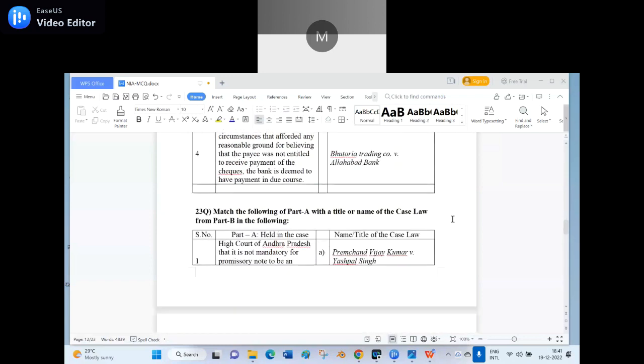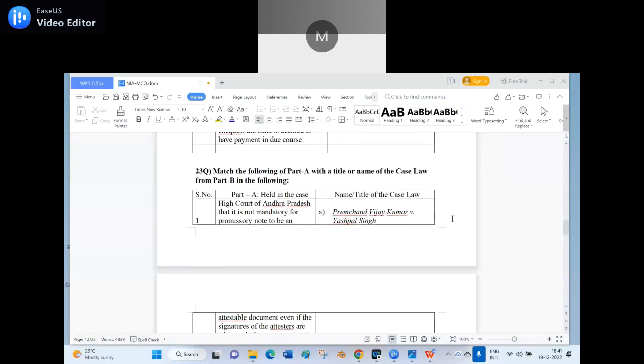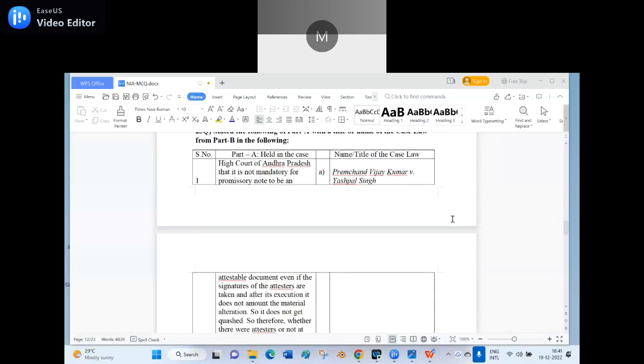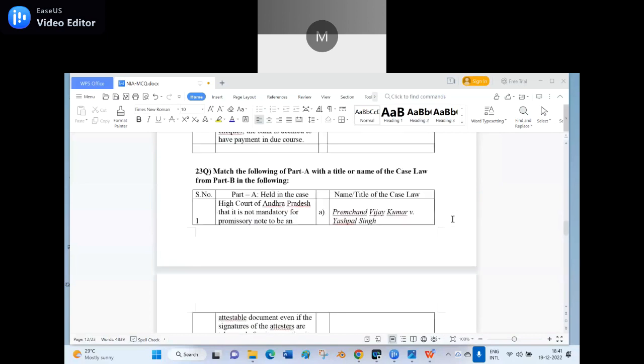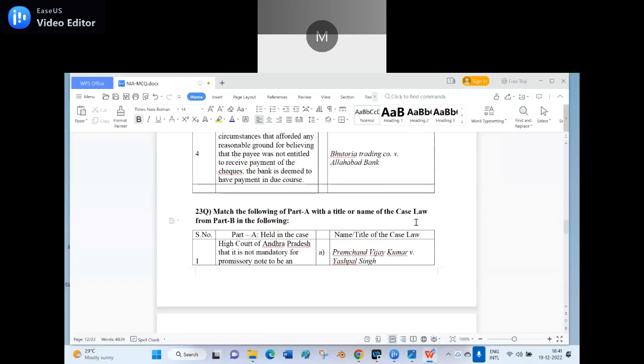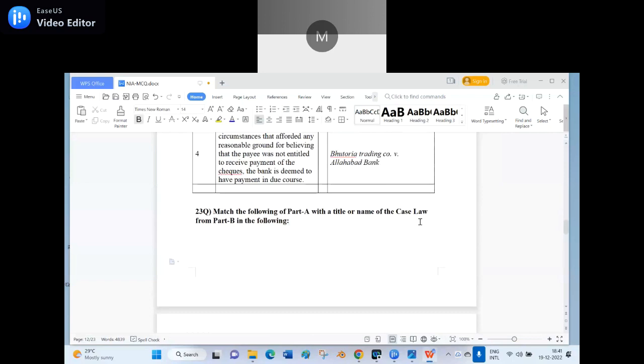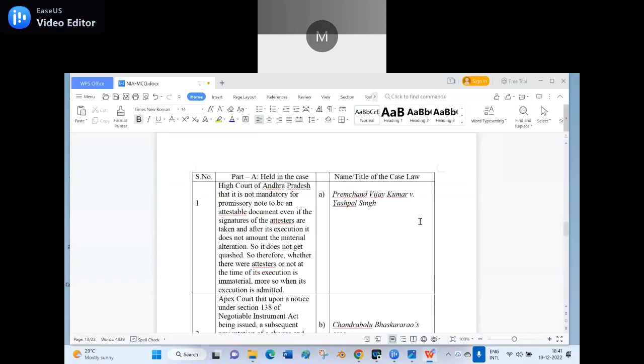So now the 23rd question. Match the following: part A with the title name of the case law from part B. Part A: the High Court of Andhra Pradesh held that it is not mandatory for the promissory note to be an attestable document. I will drag it to another page so that you could see it totally. Yes, now you could see that.